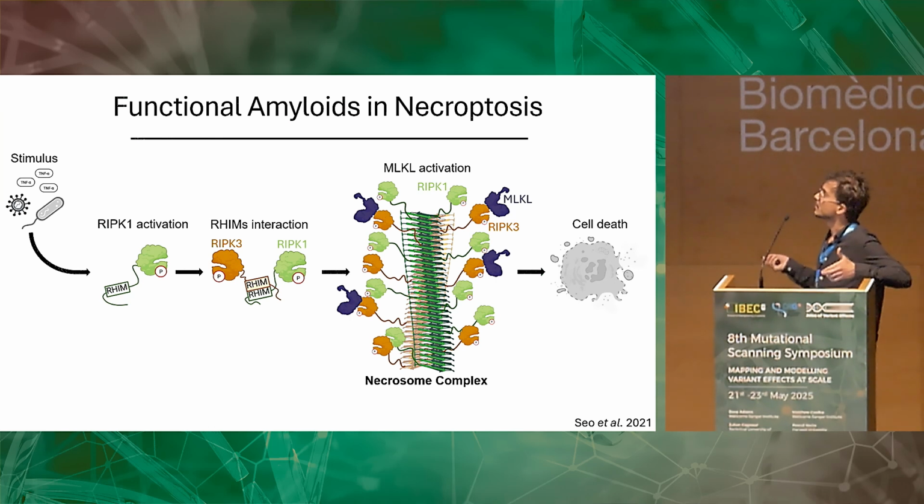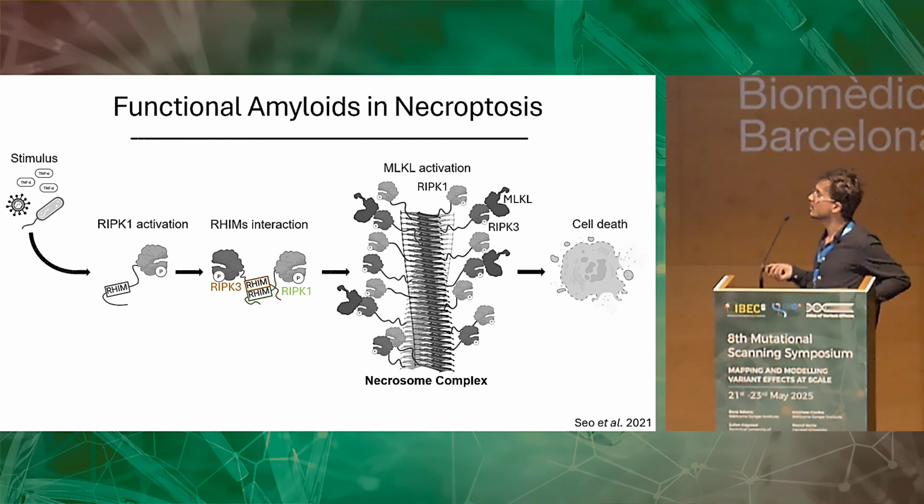So, what are the differences between functional amyloids and pathological amyloids? How are these functional amyloids formed? What are the impacts of mutations in the RHIM domain? And what's the interplay between amyloid nucleation, amyloid aggregation, and necroptosis, and the functional outcome of these enzymes? These are some of the questions that we have in the lab.